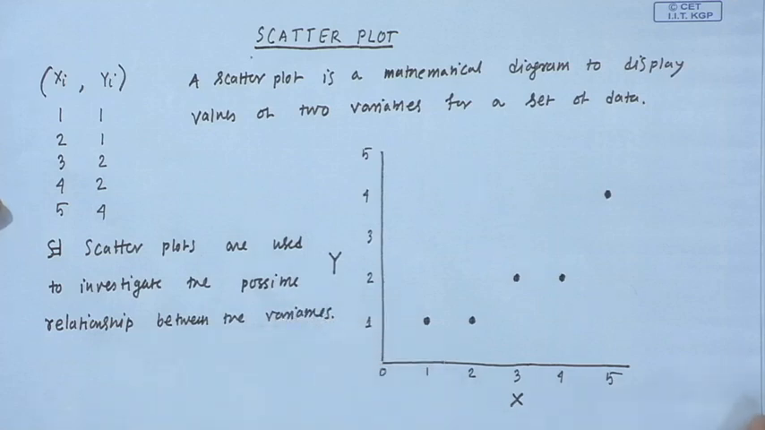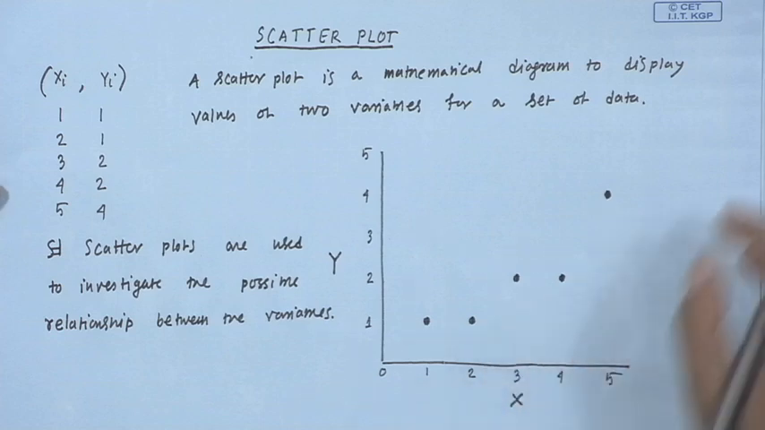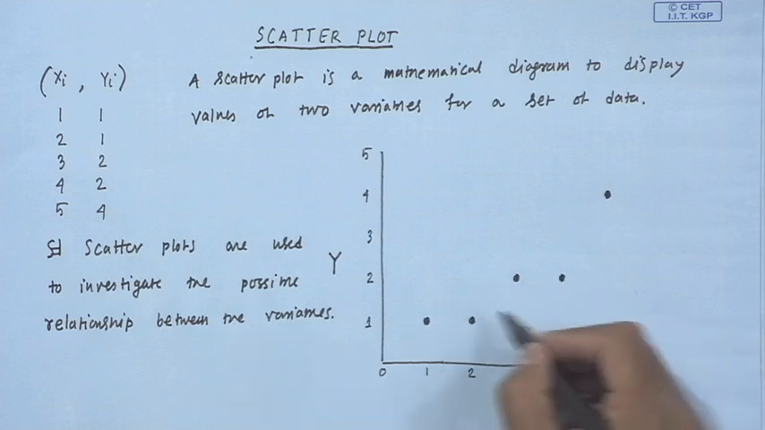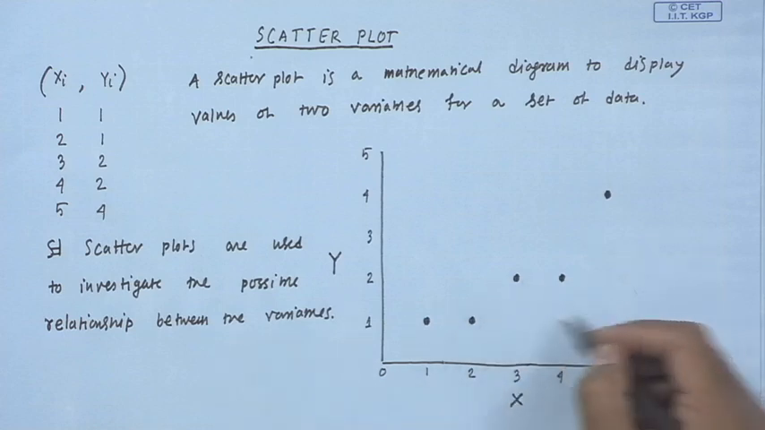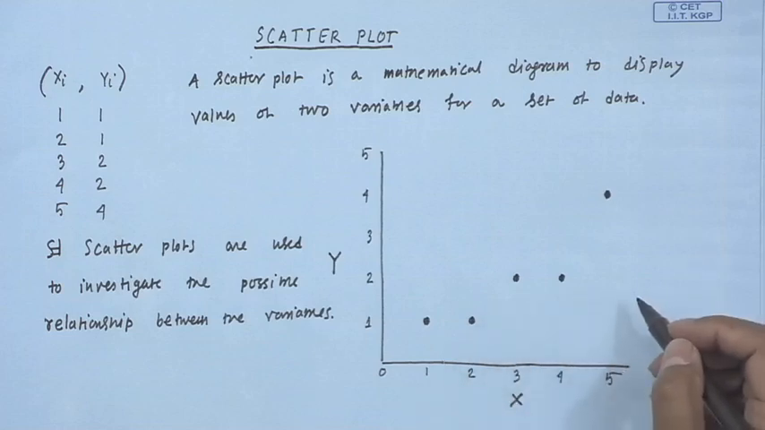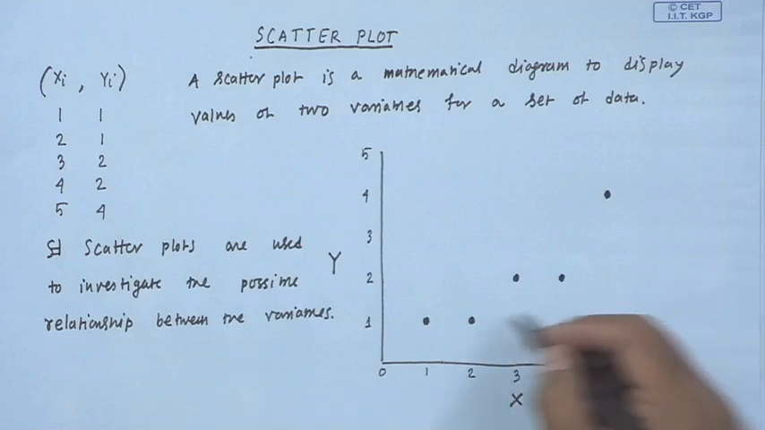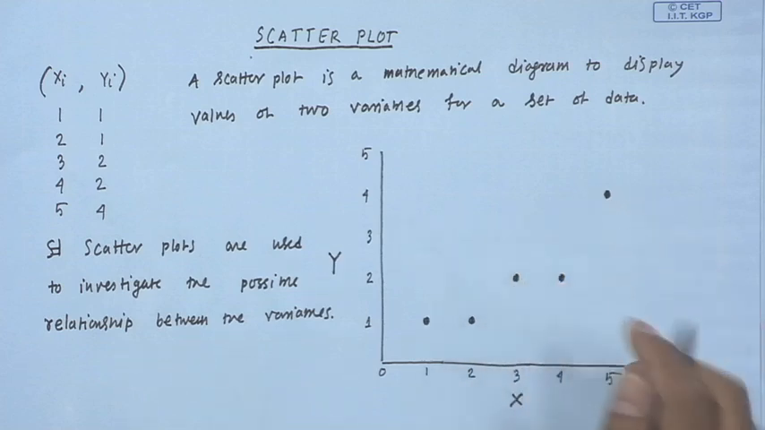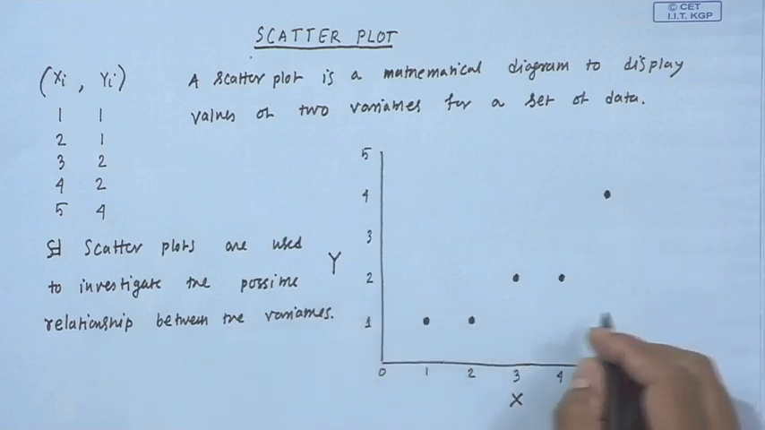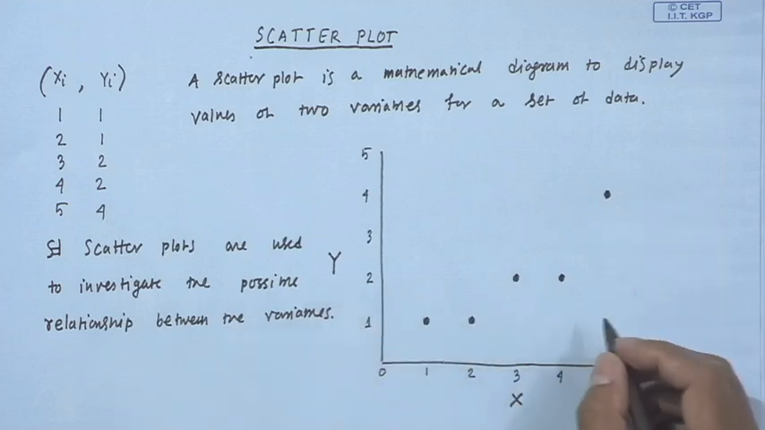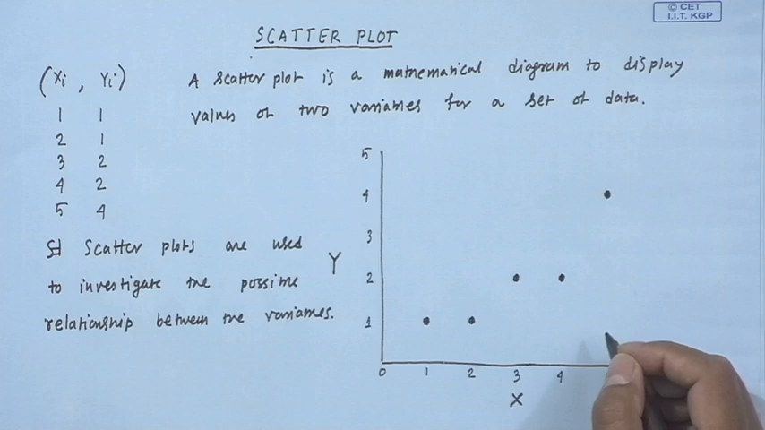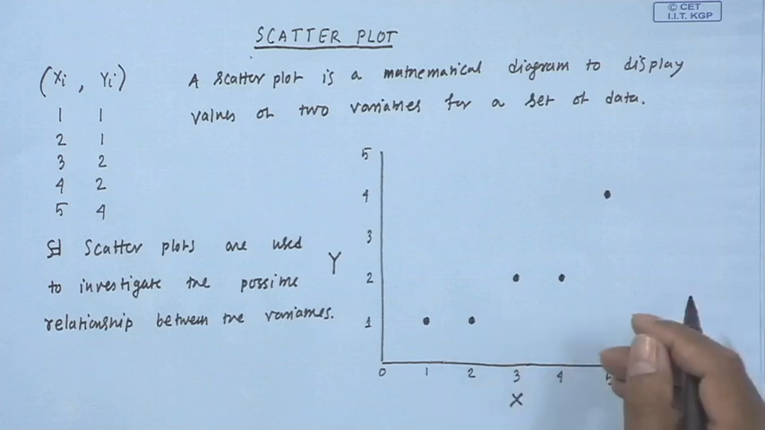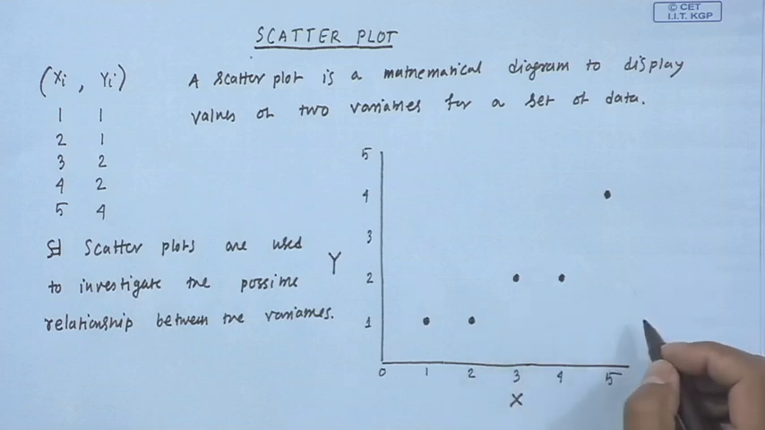Now, if the scatter plot indicates a linear relationship between the variables, in that case we need to go for a linear model. But if the scatter plot indicates a nonlinear relationship between x and y, then we need to go for maybe a quadratic fit or a cubic fit or a higher order polynomial fit.